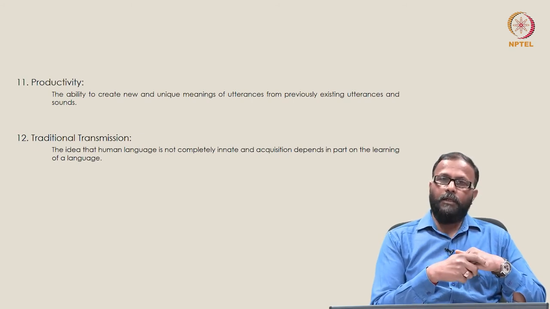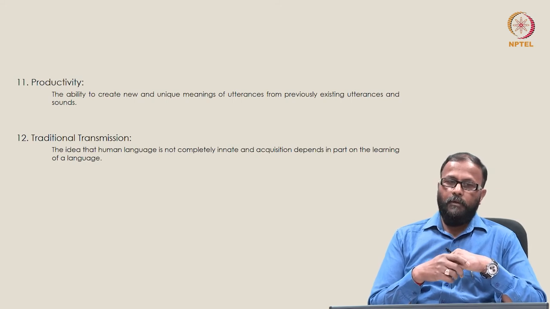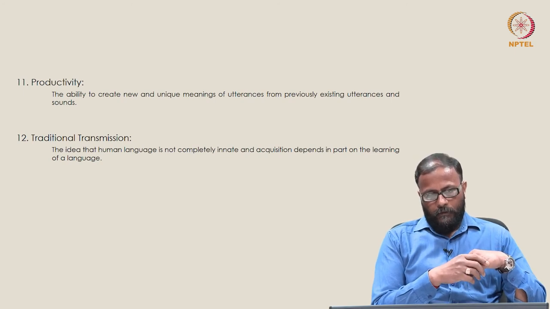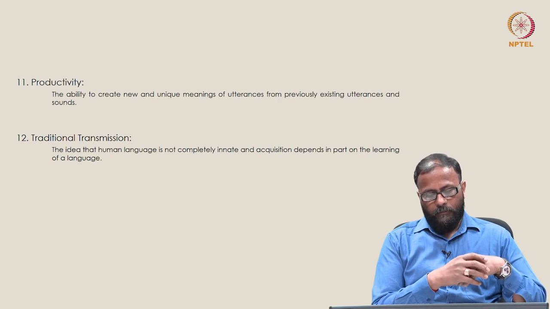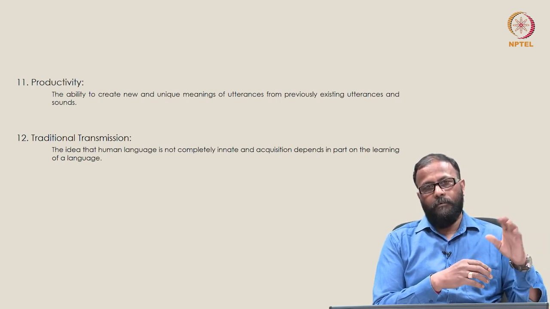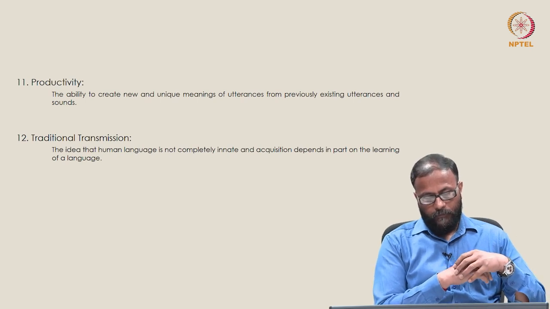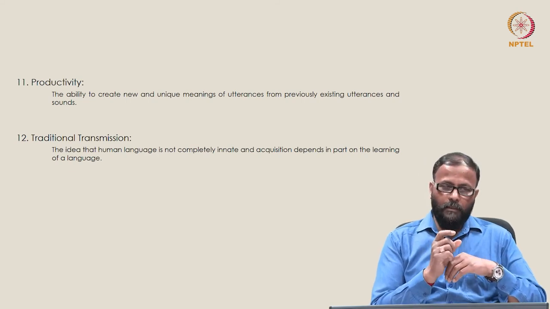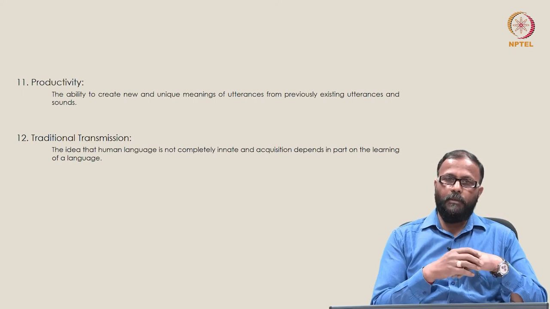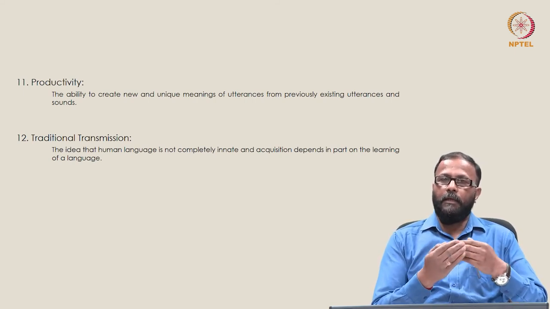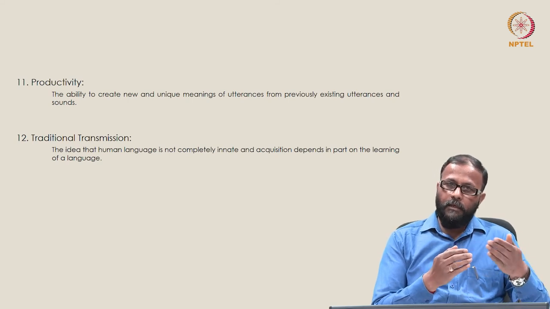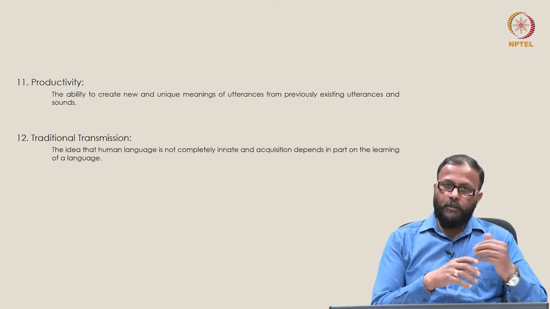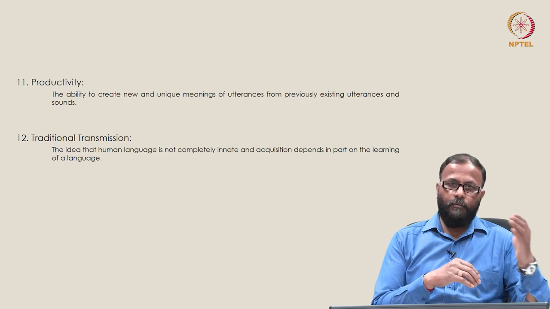Then we have traditional transmission, number 12. Now, what do you mean by traditional transmission? Human language, or any particular language, is inherited from the older generation to the new generation, right? It is not completely innate. Okay, let us not confuse the idea with which Chomsky uses the word innate, but we go by the general idea called innate. So, language is not genetically inherited, right? It is learned. It is transmitted from one generation to the other.